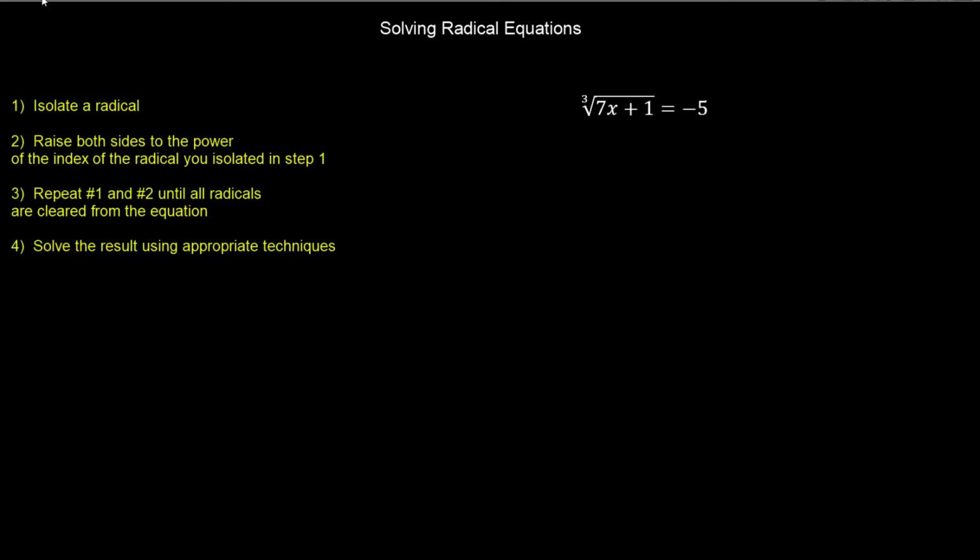And then if during our whole process we end up having a radical still in the answer after doing all of our math correctly, then we'll have to repeat 1 and 2 until all of our radicals have been cleared. After that, we might have an unholy mess, but we still have to solve it. So I take a look at this. I've isolated the radical, which is the cube root of 7x plus 1.